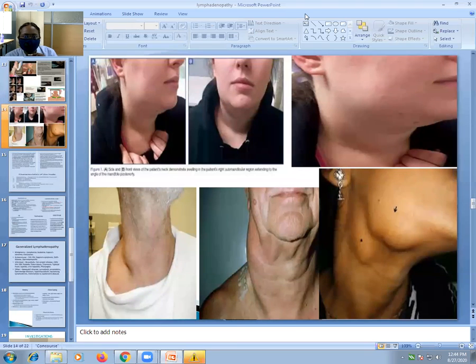So these are the pictures of enlarged lymph nodes. This is an enlarged lymph node, this one is enlarged, this one is enlarged. You have to palpate these enlarged lymph nodes. These are the pictures for enlarged lymph nodes.